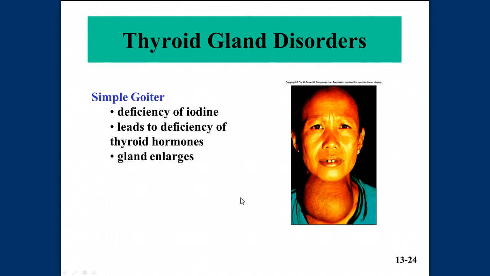Now, how do we get iodine? A sufficient amount of iodine is obtained from eating marine fish, saltwater fish. But in the United States, for many years, iodine was added to salt. So when you went to the store and bought salt, you would look on the package and it would say iodinized salt.